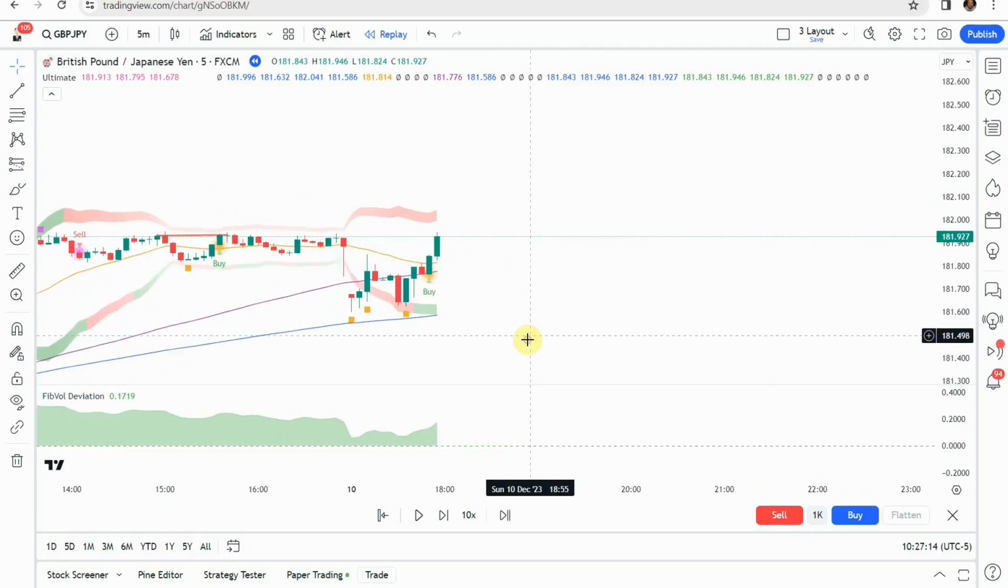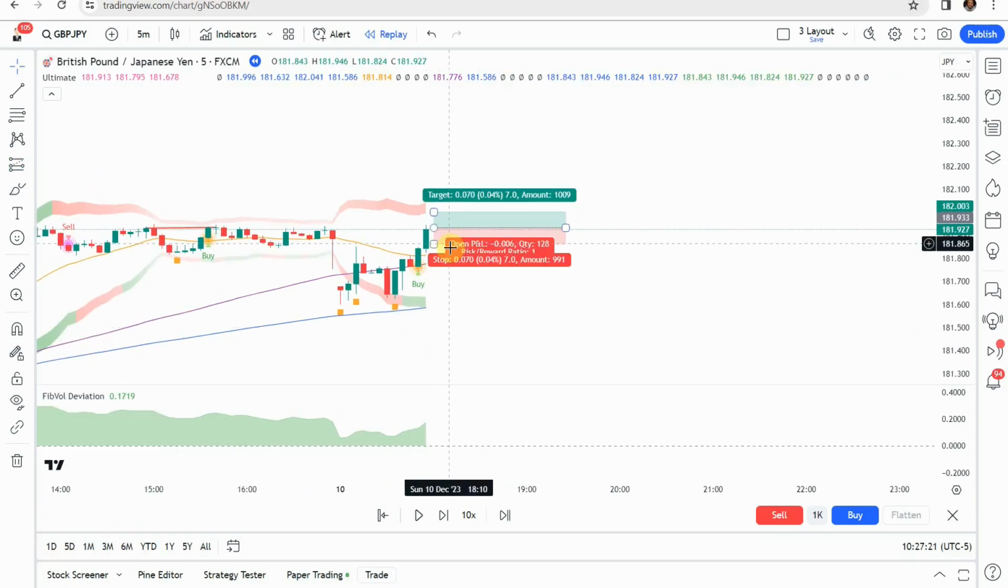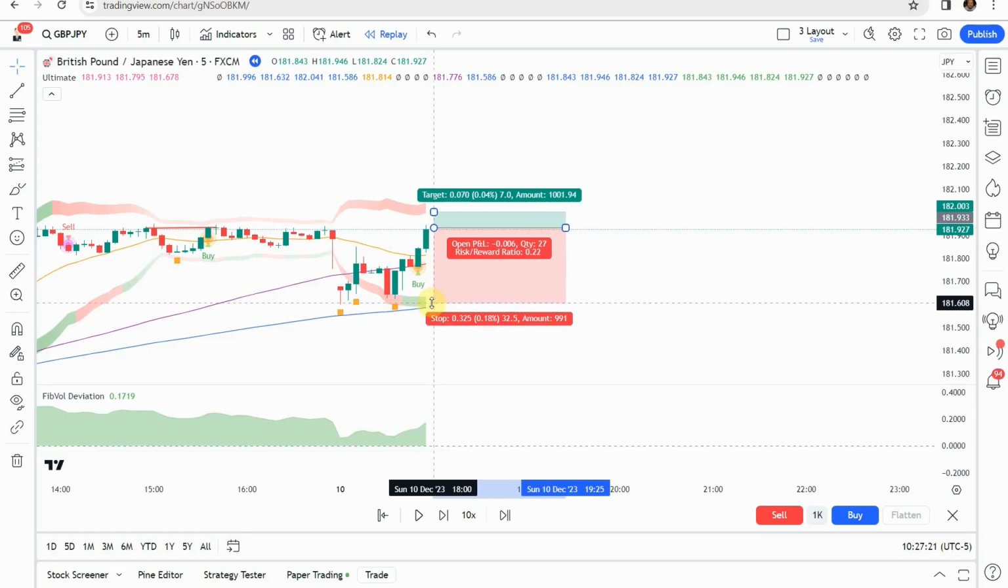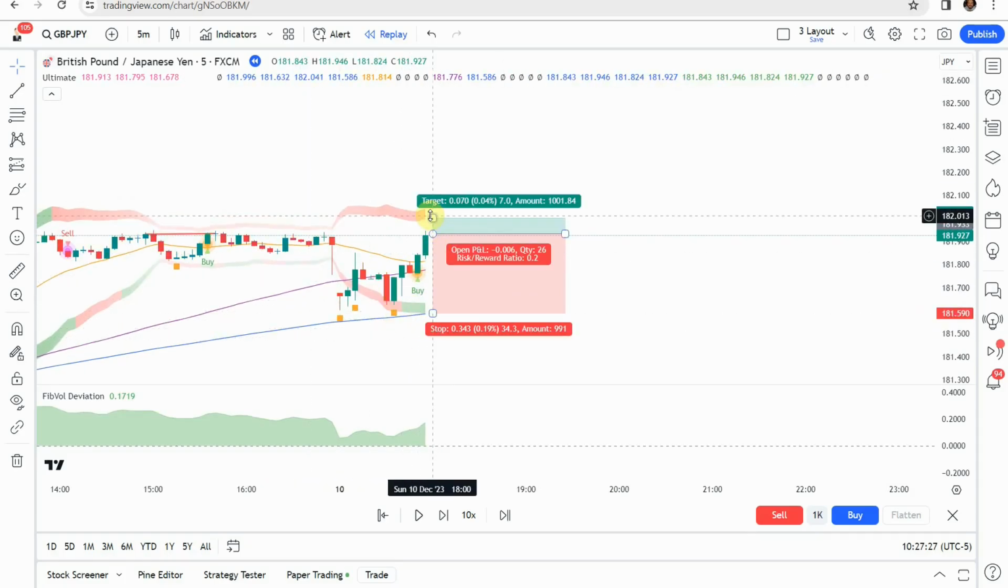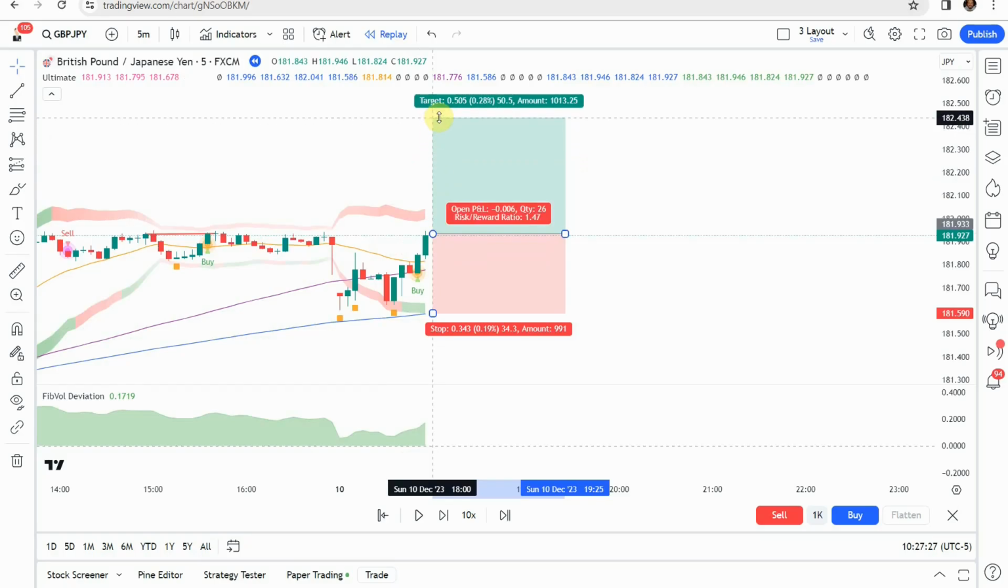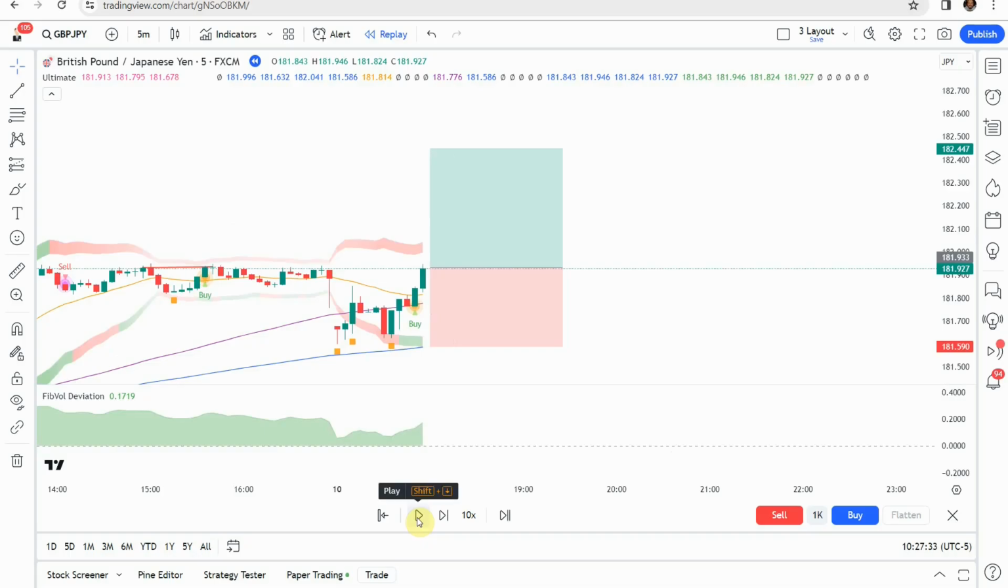But anyways, once we get the buy signal and the Fibonacci is green, that's going to be our signal to then go long. We'll put our stop right below the band there, like before, the lower band, and we're going to target that 1 to 1.5 risk reward, just like before. Let's go ahead and play this one forward and see what we get.